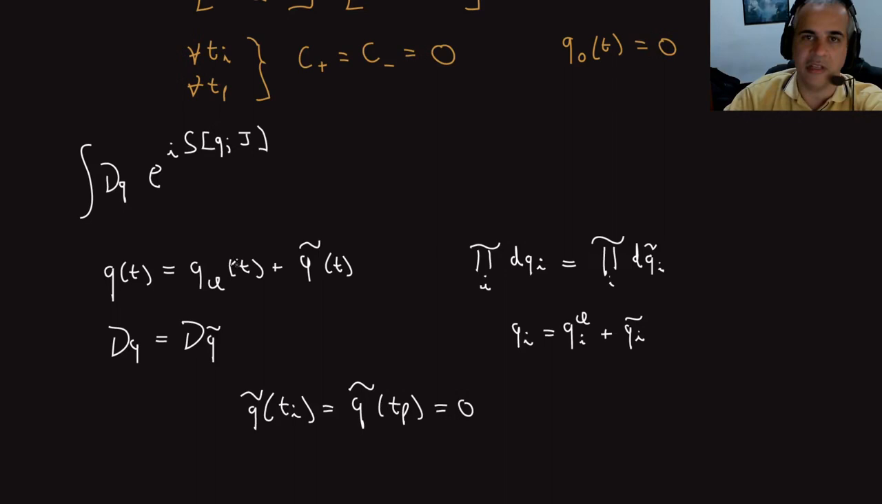This guy is fixed by the classical equations of motion. When I make the extreme of this action, I'll know this. And then I'll have to choose boundary conditions and solve for Q classical.